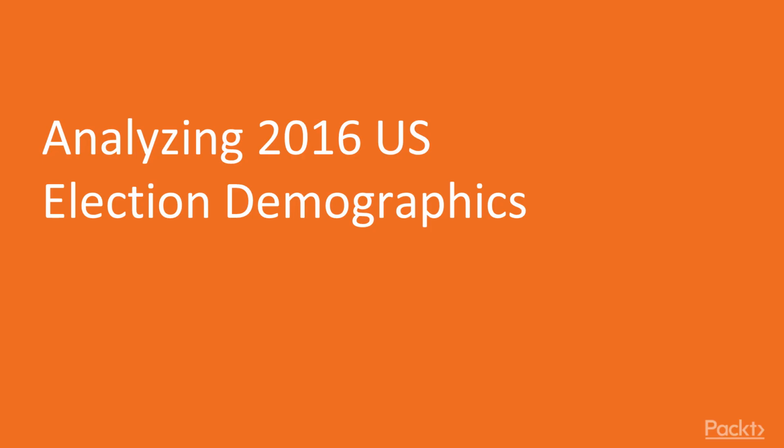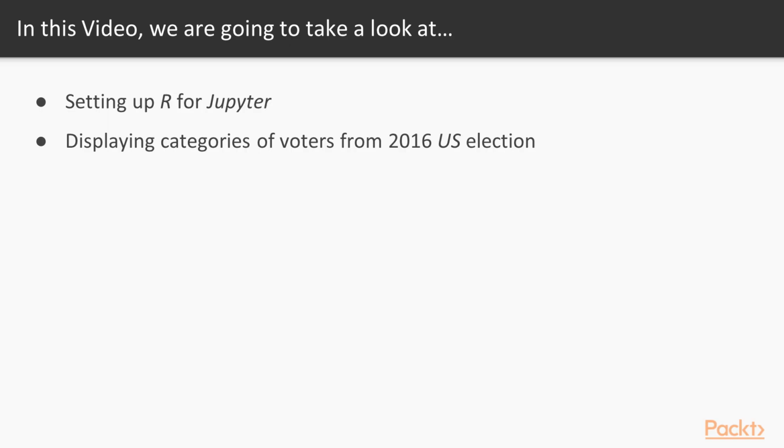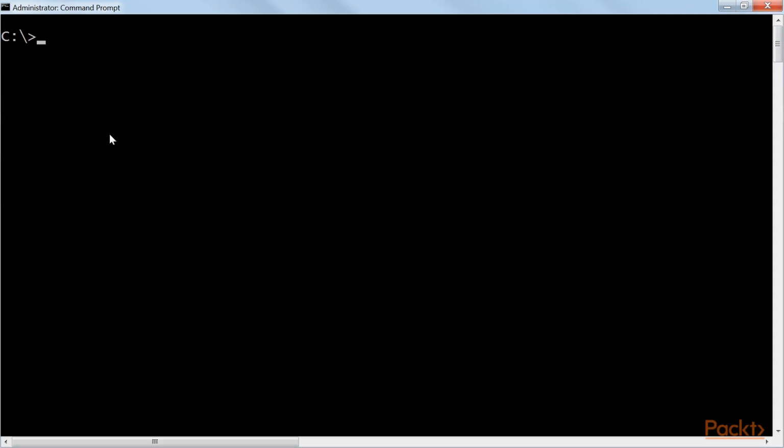Now, we move on to the video Analyzing 2016 U.S. election demographics. In this video, we will set up R for Jupyter. Also, we will display some categories of voters from 2016 U.S. elections. Before we go further, we need to set up R for Jupyter.